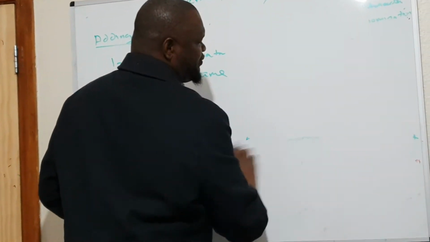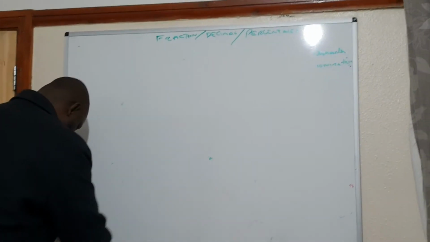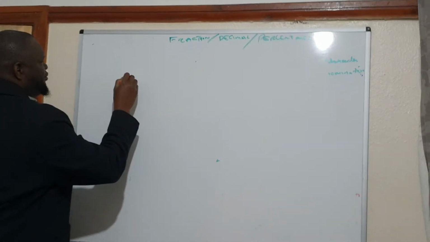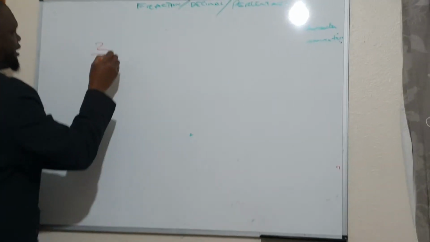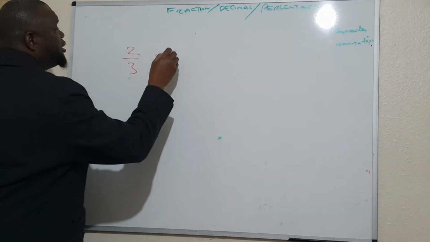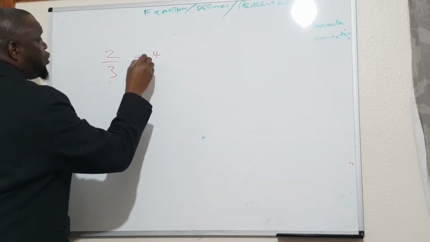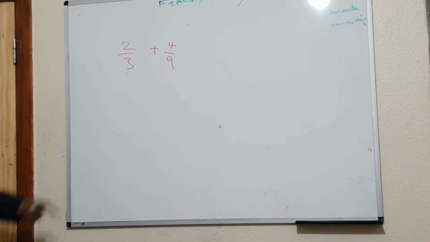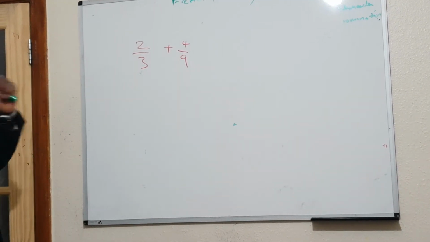Now, finding the equivalent, we have the American, the English or Western style, and then we have the African style. Let's say we have 2/3 plus 4/9. Since there are two ways we can do this.